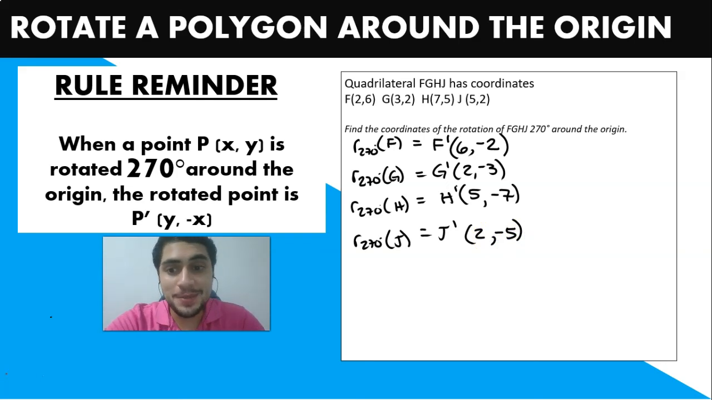Okay guys, so that's pretty much it. You just have to use this formula, and that formula will help you to graph the coordinates of the new points of the rotated quadrilateral.